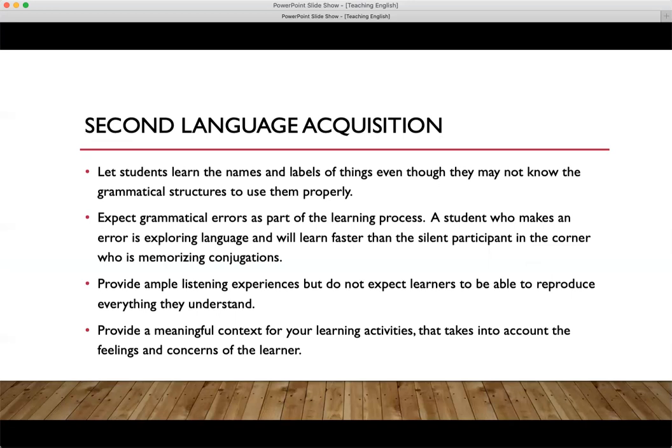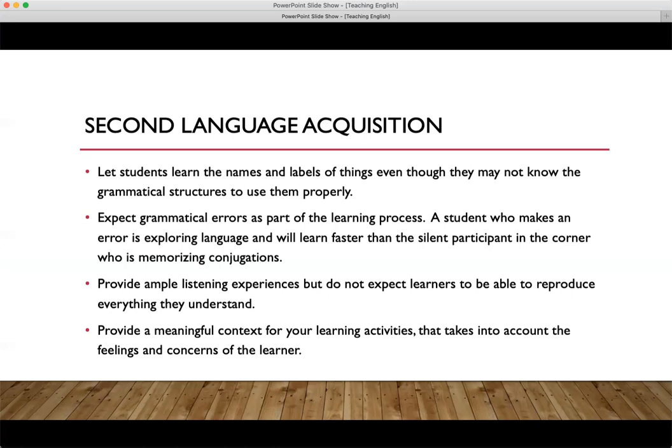Children are forever asking, "What's this?" We provide new words and let children know they have permission to ask for the names of things in their world. Let your students learn the names and labels of things even though they may not know the grammatical structures to use them properly. Let them explore. Model the correct form, but be prepared for imperfection. Expect grammatical errors as part of the learning process.